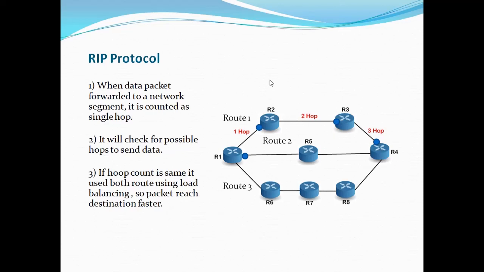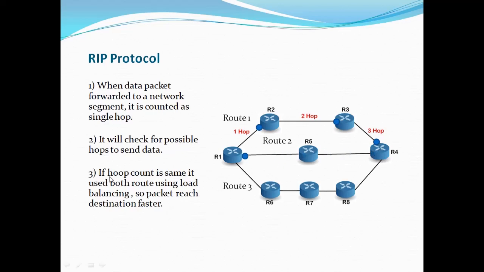In RIP protocol, the router always chooses the shortest path based on the hop count. So in that case, if router 1 has to send data to router 4, then it will choose route 2 to send the data, because this is the shortest path based on the hop count.